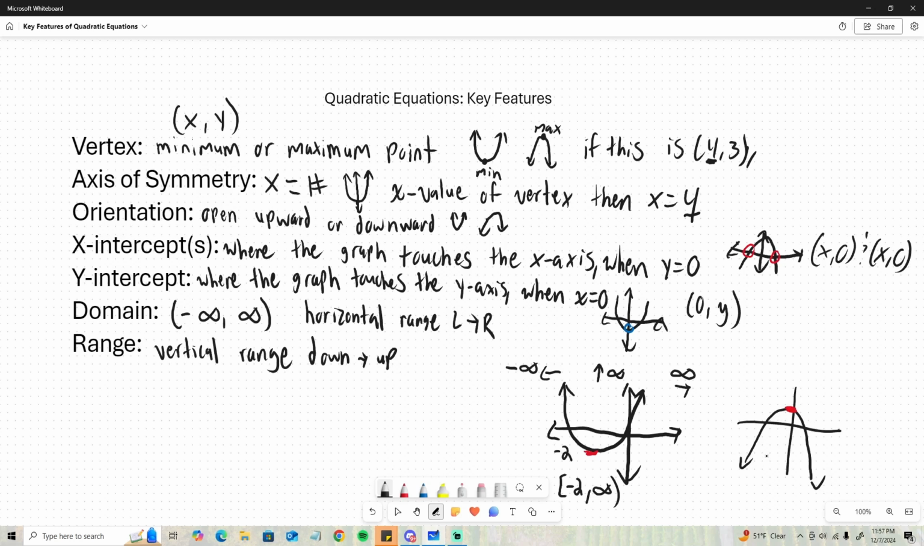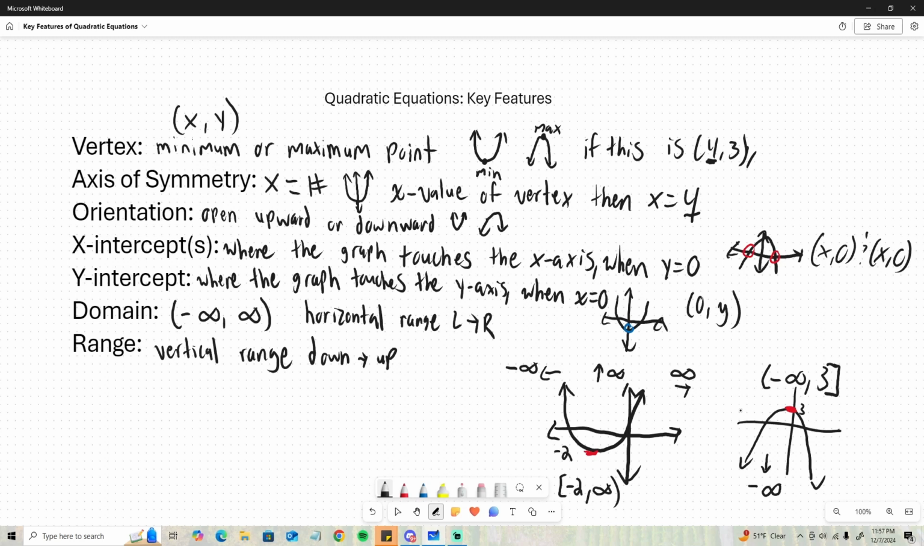So on here, if I go down, what am I eventually going to run into? Negative infinity. And so when I write my range, I'm going to say from negative infinity all the way up to, let's call this 3, just as an example. And again, I'm using a bracket because it touches this point. This will make more sense when I actually give examples of this.